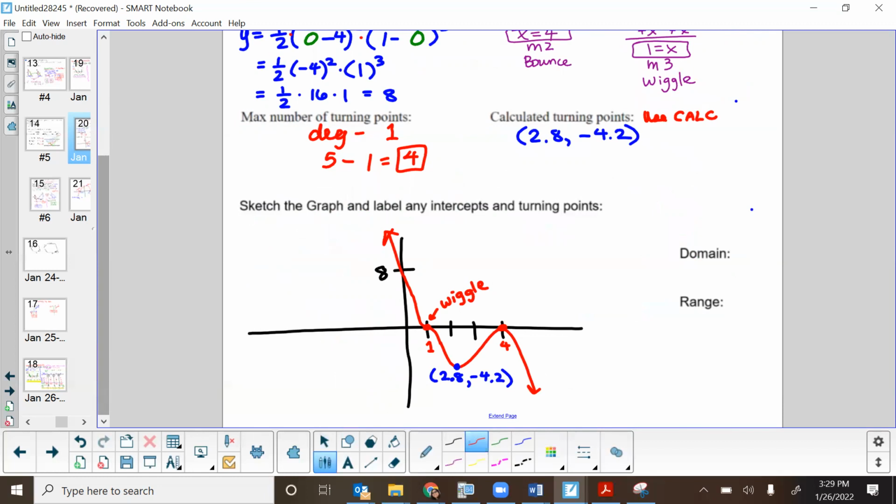And now I just need my domain and range. So domain is going to be all the way left, all the way right, so negative infinity to infinity. And the range, if I had an absolute max or an absolute min with both the arrows pointing the right way or the same way, then the range would have a number in it. But as it is right now, they're both from negative infinity to positive infinity.